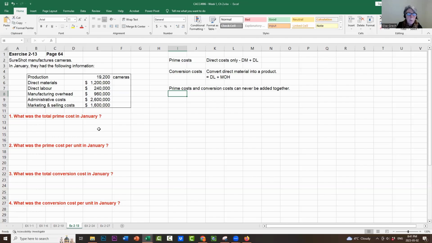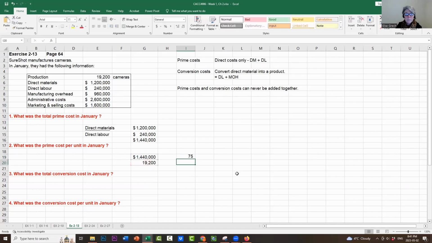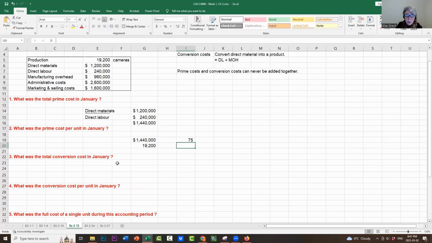Okay, what are the total prime costs in January? Pretty straightforward. We're going to take the direct materials, and we're going to take the direct labor, which is the 240. We're going to add the two of them together. And this is the total prime cost. What was the prime cost per unit in January? Well, that's easy. We're going to take the total prime costs, we're going to take the total amount of cameras, and we're going to divide them. $75 each, right?